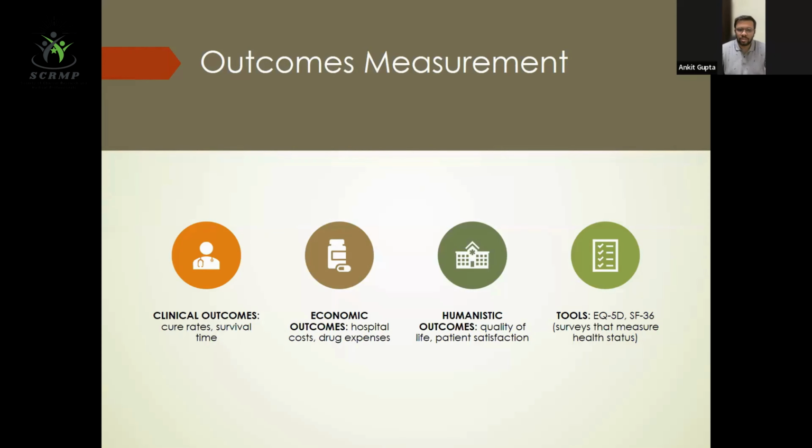Then we have humanistic outcomes, which are related to the quality of life of the patient, their satisfaction with the drug, and whether the life of the patient or their caregivers is getting better with the help of the intervention for the disease. Then there are multiple tools for calculating the quality of life, like EQ5D, SF36, etc. So these are the surveys which measure the health status of the patient. For all these outcomes, we have different data sources, which is there in our next slide.